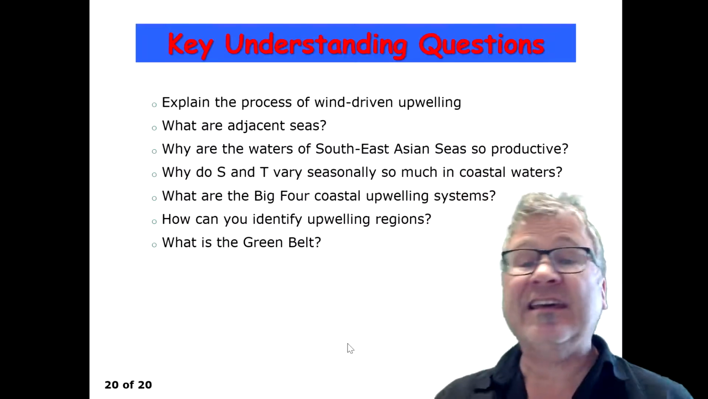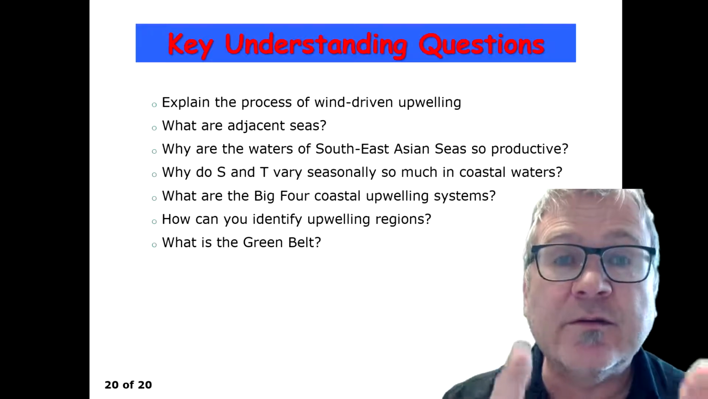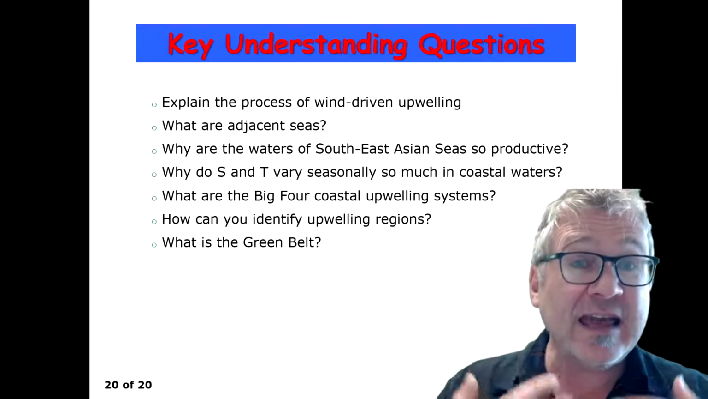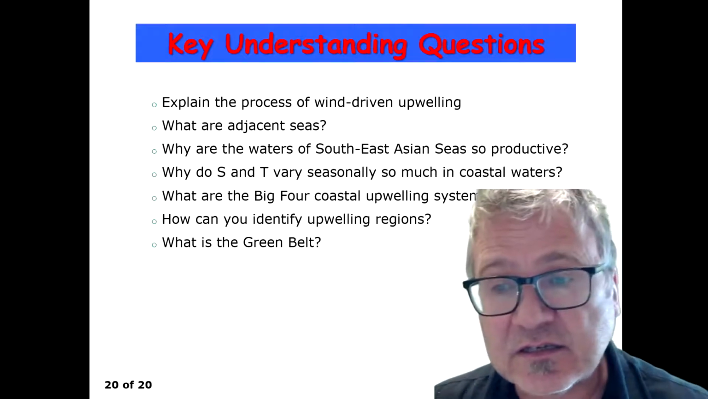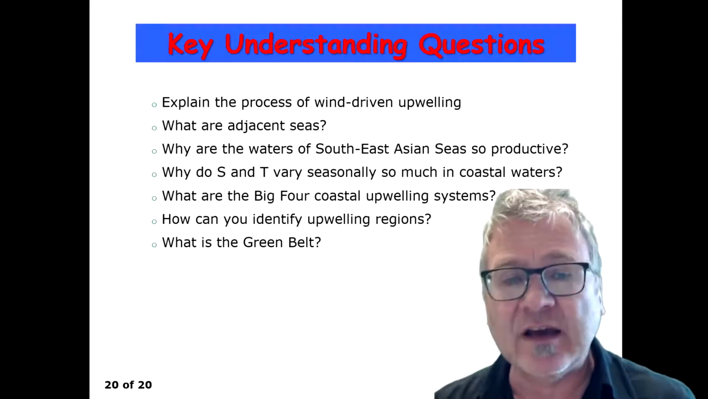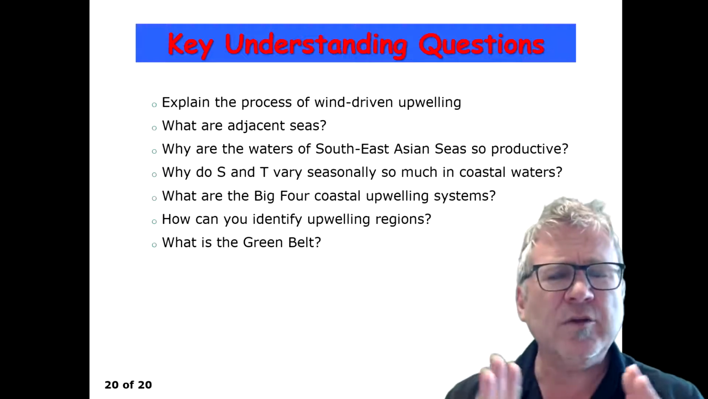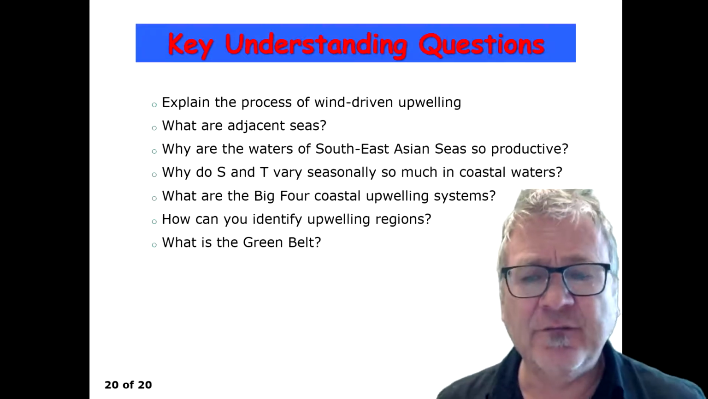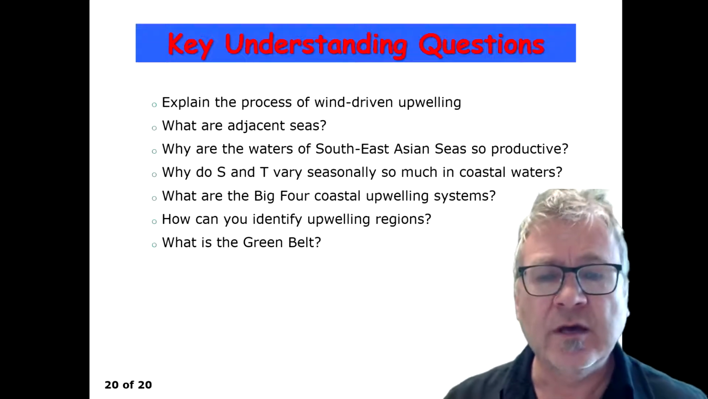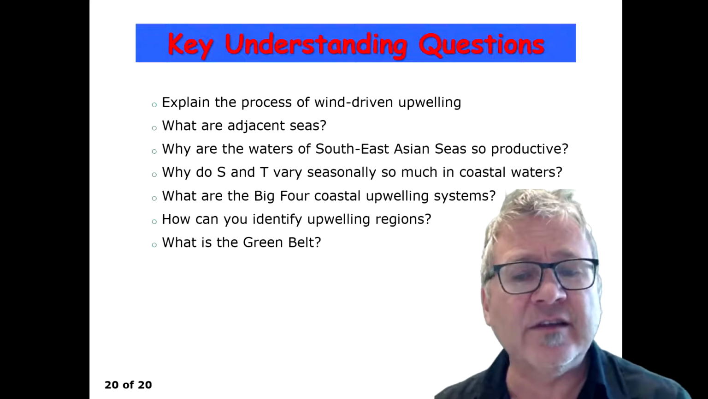So, key understanding questions. Explain the process of wind-driven coastal upwelling. What are adjacent seas? Why are the waters of Southeast Asian seas so productive? What do you think? So why do S and T vary seasonally so much in coastal areas? Which processes influence the temperature and salinity?